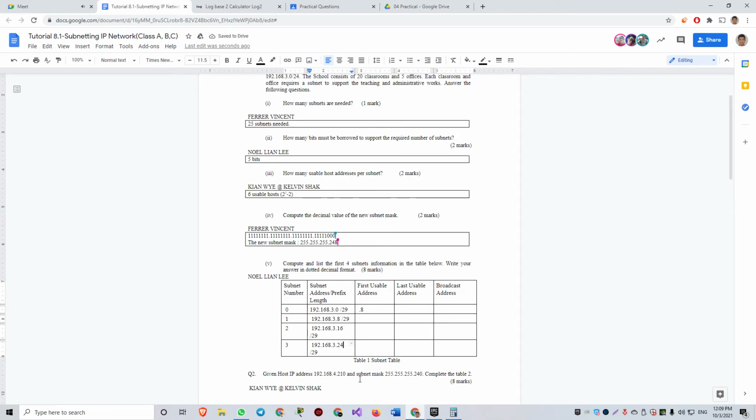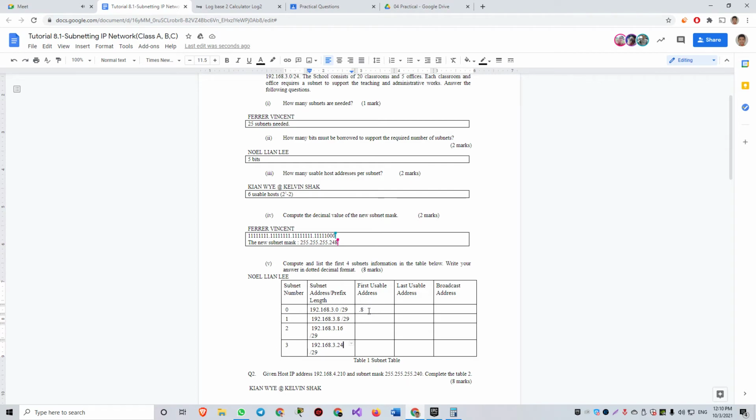Now remember we only take the first 4 subnets. Of course there will be other subnets because of 2 power 5. Remember, we borrowed 5 bits. 2 power 5 tells us how many subnets we create, but we only list out the first 4 because the question says list the first 4.